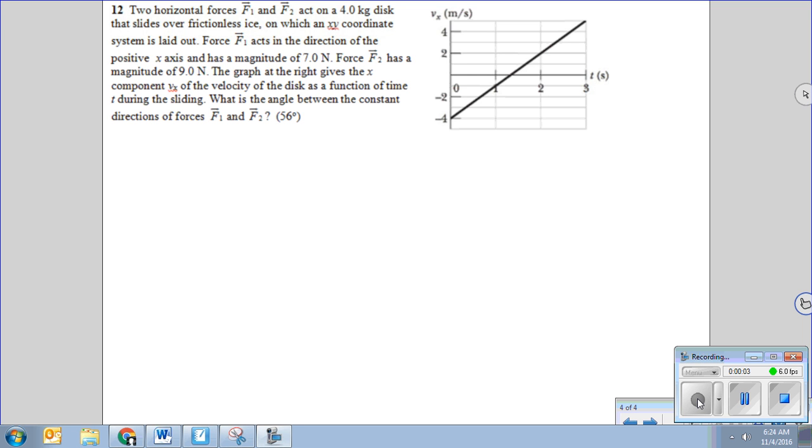All right, here we go. This is problem number 12 out of chapter 5, the Halliday and Resnick textbook. I like this problem, largely just because it's got graphs. It seems like a common thing on these sorts of tests is to have graphs.